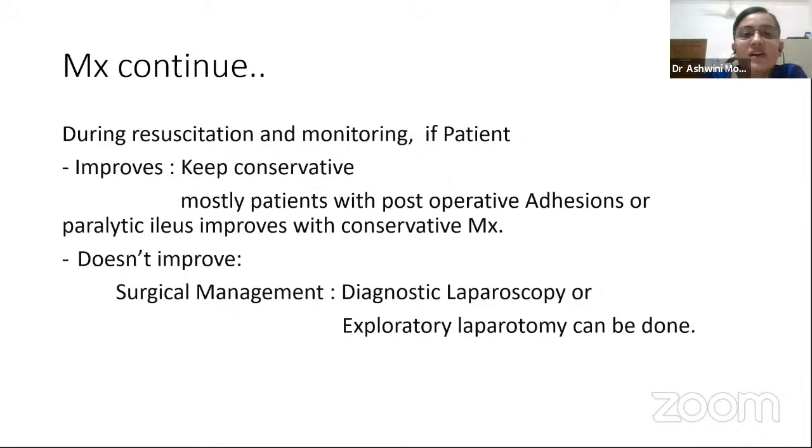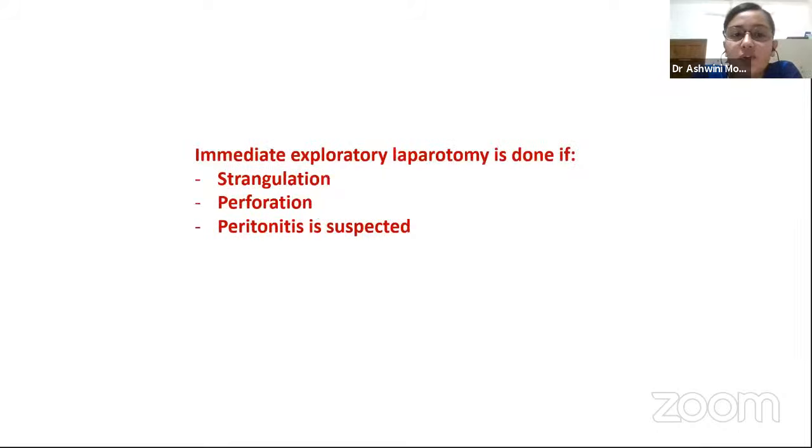So where are we jumping for the immediate exploratory laparotomy? There are 3 most important causes where we are not waiting for the patient to recover with resuscitation only: strangulation, perforation, and peritonitis. In these 3 cases, if we are suspecting these, we are jumping for the immediate exploratory laparotomy with the resuscitation. So now, after this generalized symptoms management and pathophysiology, we will go to the specific causes of the obstruction.